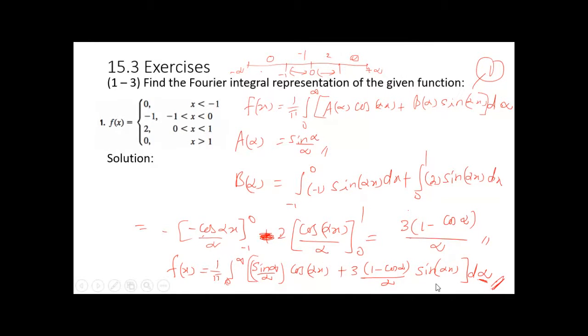Now let's go for the next problem. The answer is given here. The next problem is quite simple. The function is just a constant function, only one part of the integration. Problem number 5.2.